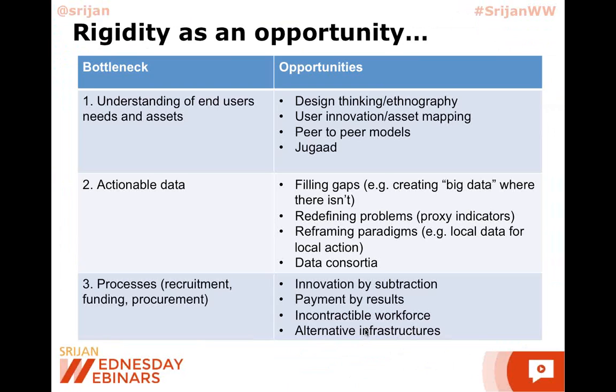So the first bottleneck is that, sadly, many development projects still lack an in-depth understanding of end users. There is this terrible word that is often used in the nonprofit sector, which is beneficiary, which already indicates how many development organizations look at the citizens that they are meant to help. I think there is quite a lot that can be done by challenging this and coming up with new ways to understand and meet the needs, but more importantly, to mobilize the assets of a population that the development organizations are supposed to work with. There are many ways in which this could happen: design thinking, user innovation, some of the peer-to-peer models, and in India, approaches like Jugaad.